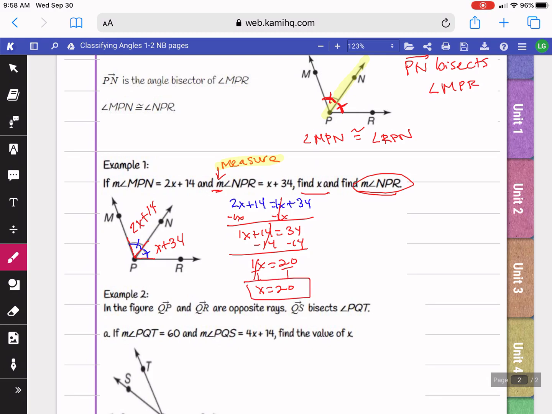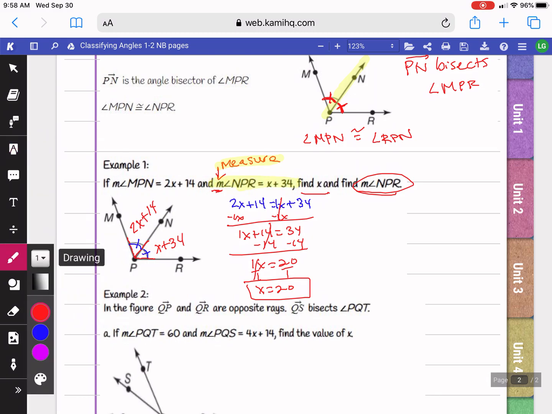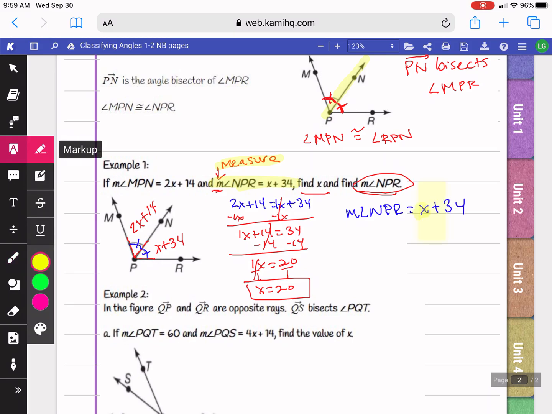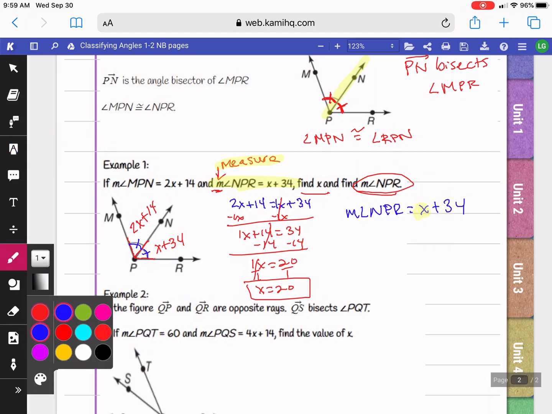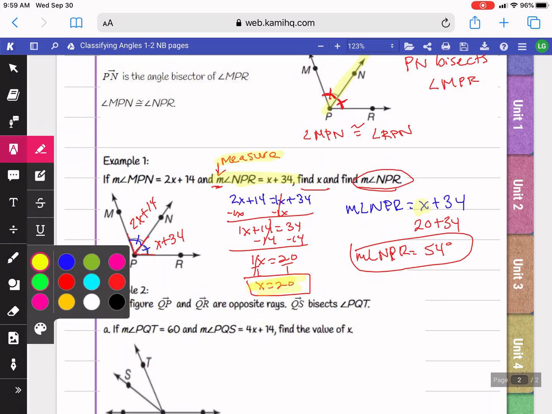Now we're going to use that to find the measure of angle NPR. So if you look back, NPR was equal to x plus 34. So if I want to find the measure of angle NPR, I can plug in our answer 20 for x. So we would do 20 plus 34, and our answer would be 54. Since this is an angle, I'm going to use degrees. So the measure of angle NPR would be 54 degrees. So we have our answer for x, and we have our answer for our angle.